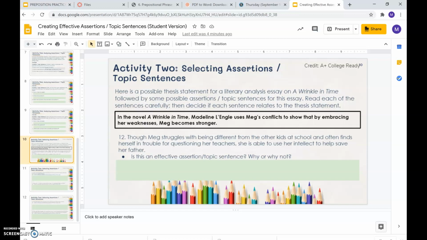Okay, so this is activity 2, selecting assertions and topic sentences. I'm actually going to do a second video to cover this one.